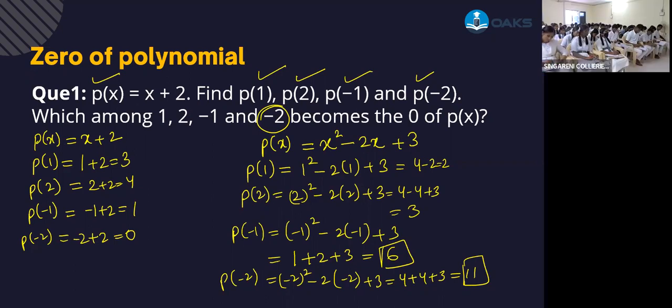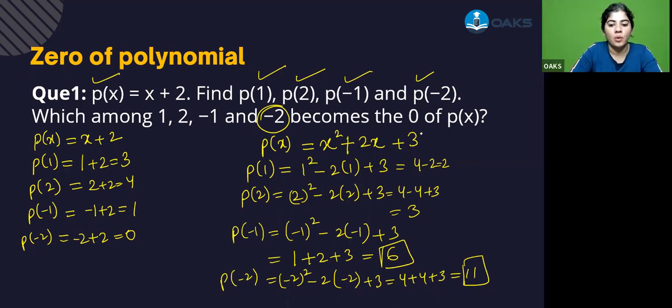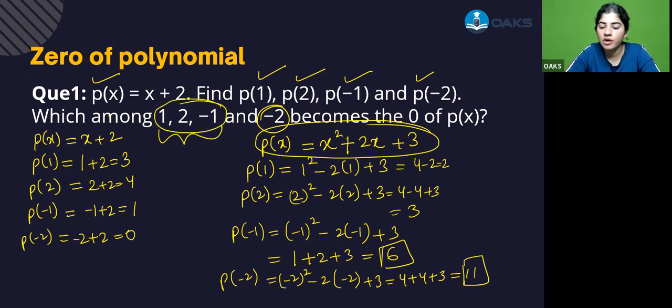So I'm giving you one more thing now. The polynomial is this now. You have to find for these 3 values only. Can you tell me which is the 0 of the polynomial? I'm just giving you 1 minute. You have to find for x square plus 2x plus 3. So, 1.